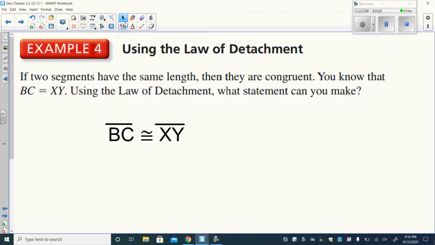Because of the fact that these two segments were the same, BC is equal to XY, the segments have the same length, it means that they're congruent. So we can say that BC is congruent to XY because our hypothesis was true, the hypothesis that the two lines have the same length.